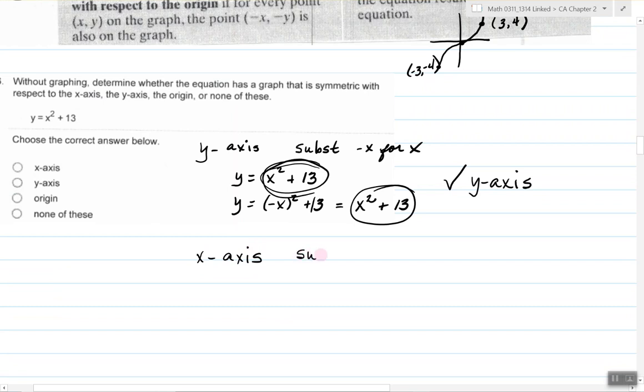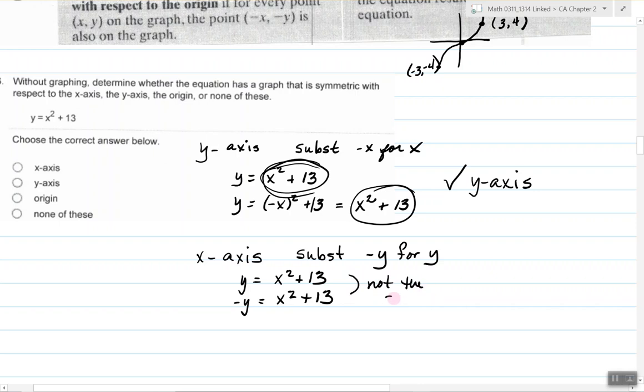You substitute negative y for y. So I start with y equals x squared plus 13. Plug in negative y for y. So negative y is equal to x squared plus 13. Well, these are not the same. So no x-axis symmetry.